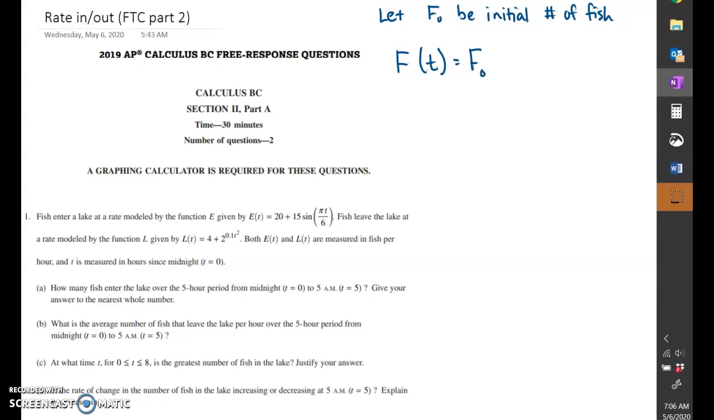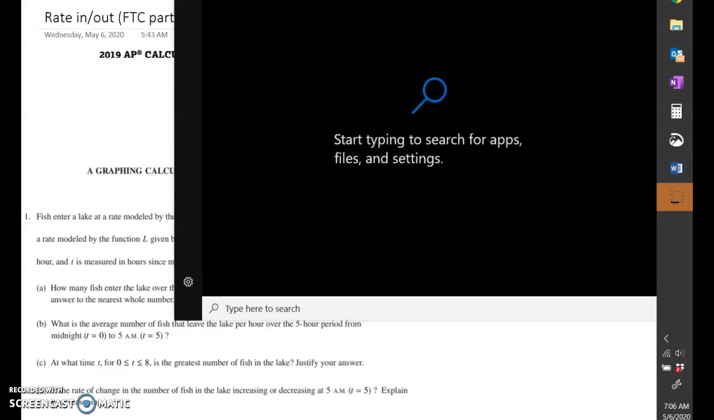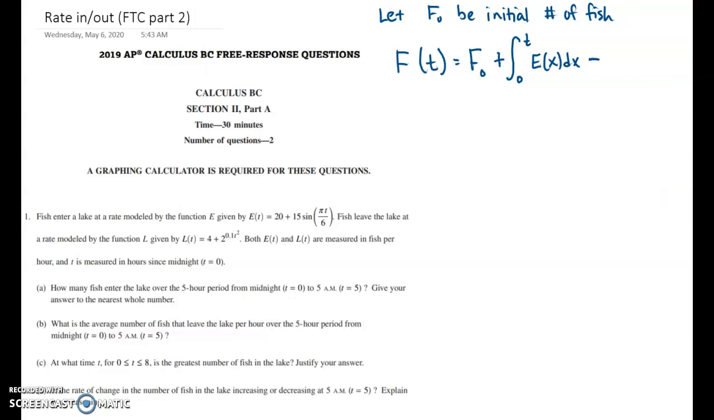So that's going to be my initial amount of fish, plus I have some fish that are getting added to my environment. So that's going to be the integral from 0 to t of my e function. I'm going to call that e of x now so that I don't have the same variable there. So those ones are getting added. Oops, that's dx. And then I also have some fish that are removed from the lake. So those fish are going to be subtracted. So this is a function that gives me the number of fish in the lake.